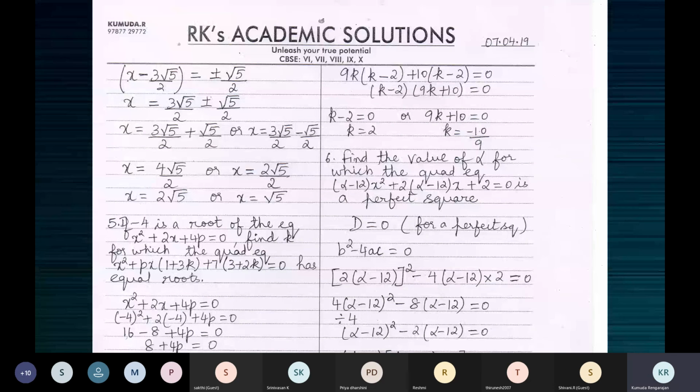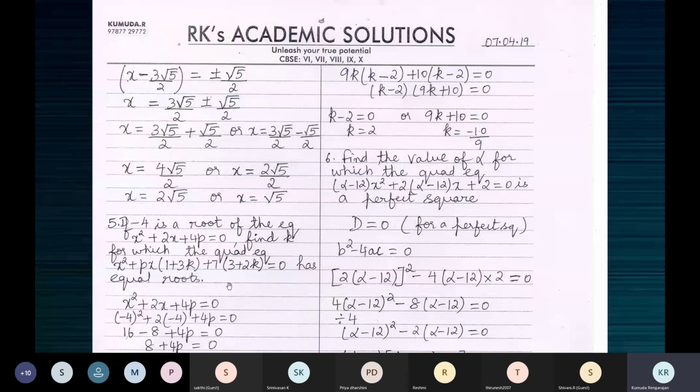But in the earlier sum, we got k is 2 and k is minus 10 by 9. But k has no influence. K is not in the x square term. K is somewhere else. That's okay. We are only concerned that the coefficient of x square should not become 0. The x term can be 0, the constant can be 0. That doesn't affect the quadratic equation. Because it's a quadratic equation, the coefficient of x square should not be 0. But here x square is not influenced.